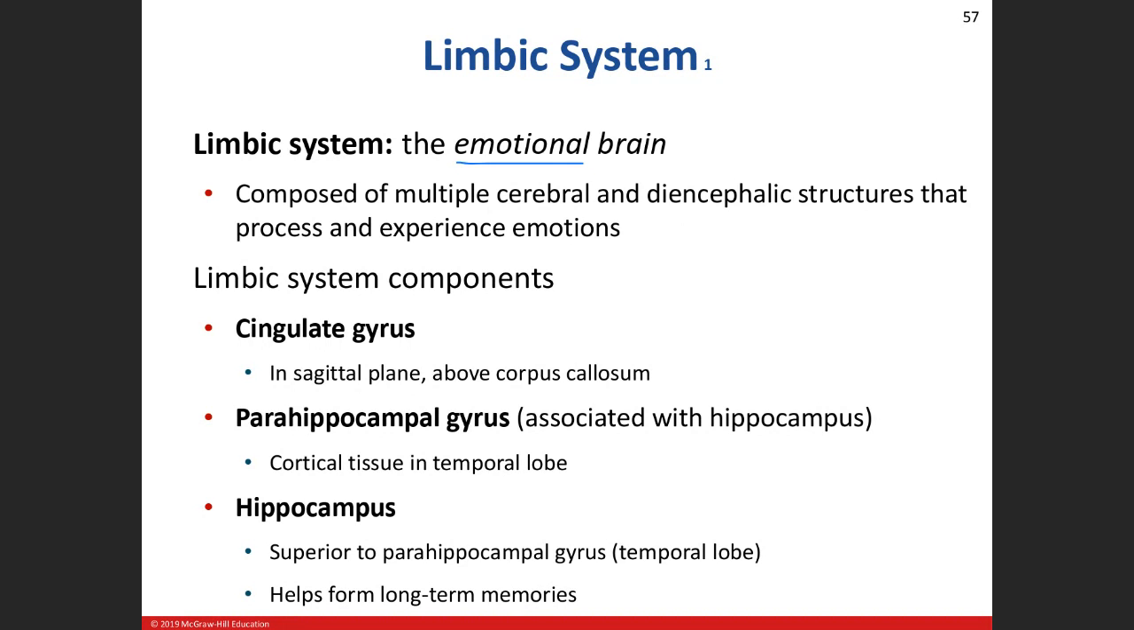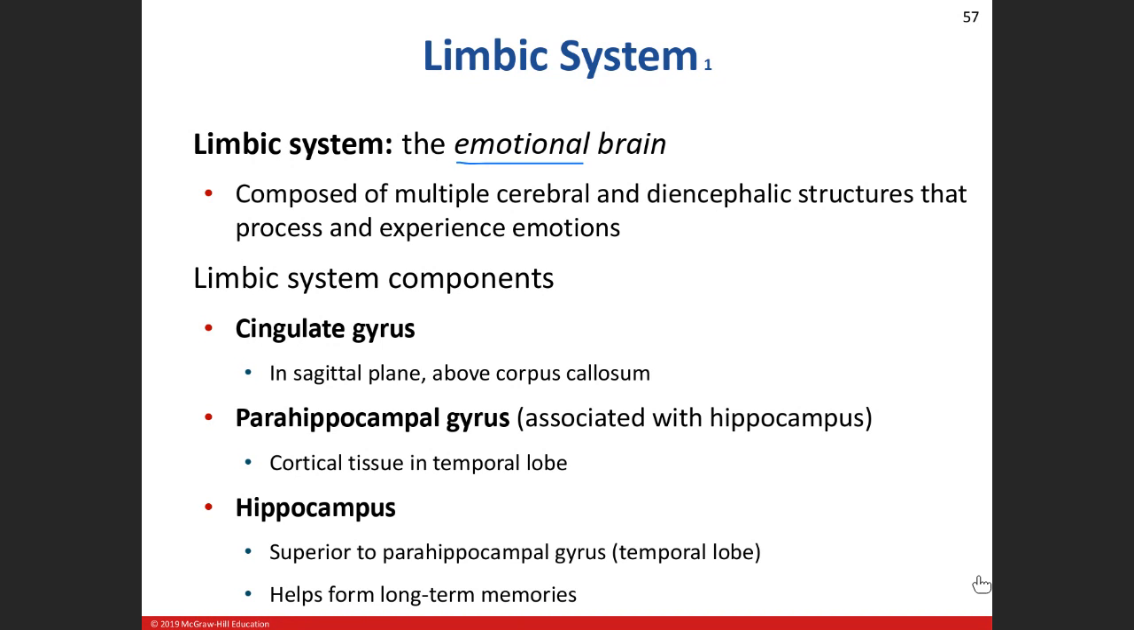So when we're talking about the limbic system, there are several components to the limbic system. I'm going to talk about some of them briefly here. But keep in mind that the emotional brain is going to be found in several different regions of the brain. So when we talk about some of these structures, you're going to see what I'm talking about. The first one is the cingulate gyrus. Now this is found above the corpus callosum.